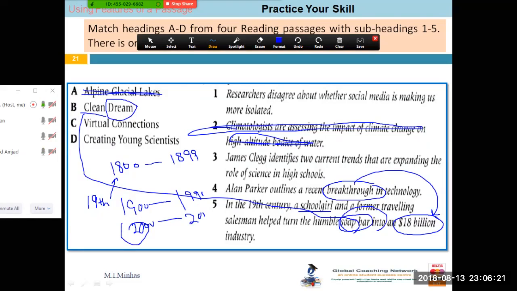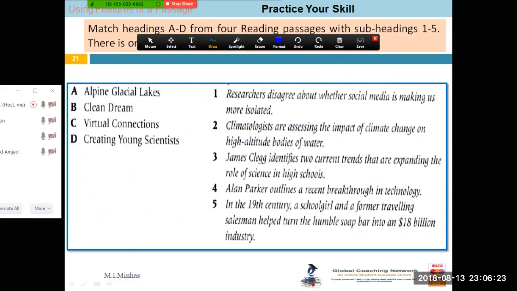Clear? Yes, sir. So now imagine the 19th century, in 1800 something, a schoolgirl and a traveling salesperson turning this soap bar into an 18 billion industry. Now, isn't it a dream?